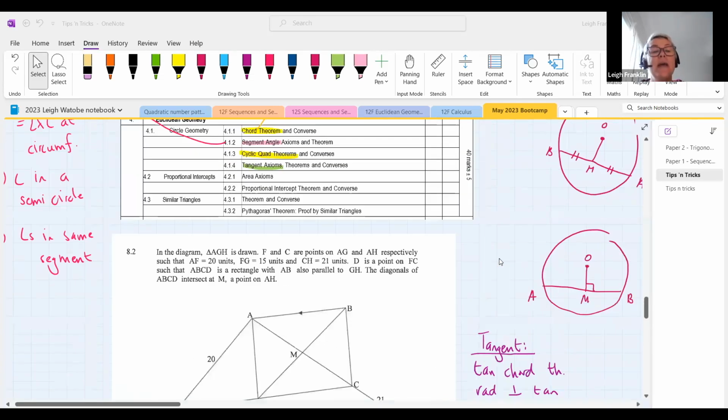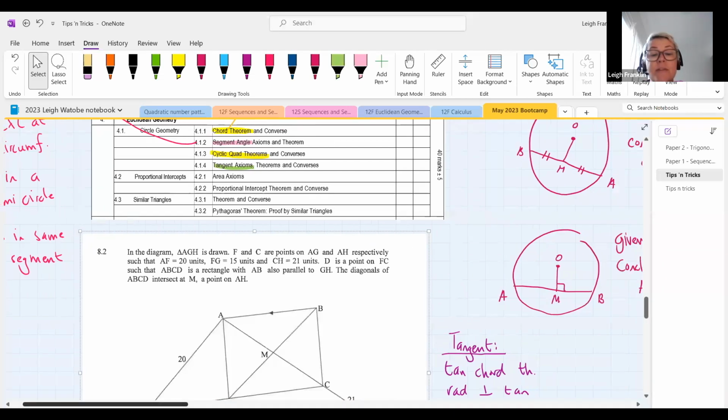Okay, so same with proportionality intercept theorem. Proportionality intercept theorem tells us that a line drawn parallel to the third side of the triangle cuts the triangle into equal proportions. If I know that a triangle is cut into equal proportions, then I can work backwards and establish that that line is parallel. Okay, so let's just go and summarize that for you guys as well.